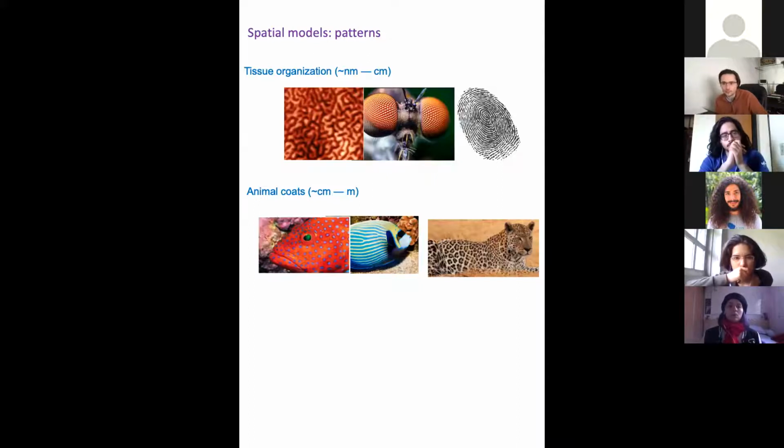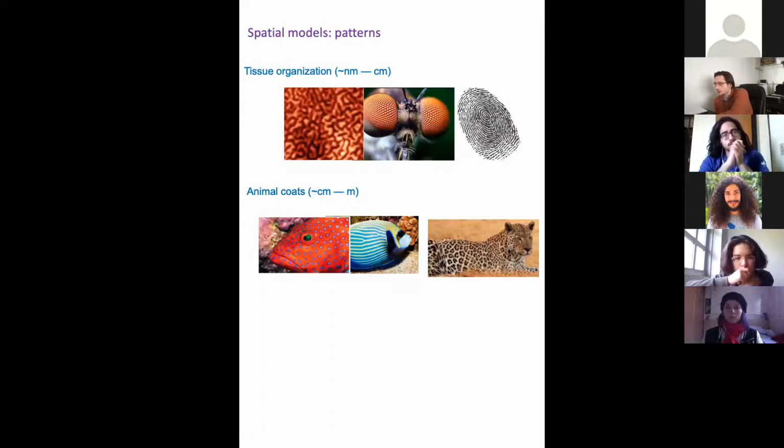For instance, zebras are another example. These patterns happen in biology at very different scales. They have very different characteristic sizes. So here, for instance, we have much tinier examples. The one on the left is the cornea, I think, of an insect. So really tiny, nanometers. These are the eyes of a fly that you see. They also have a regular kind of structure. And of course, we even have it in our fingers. The fingerprints are also regular spatial patterns.